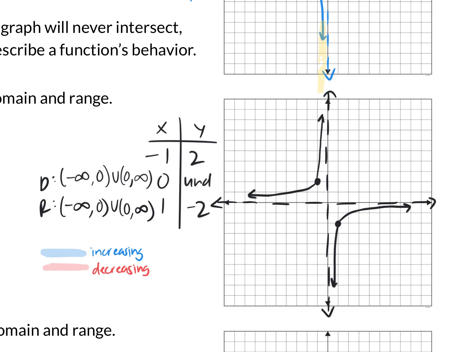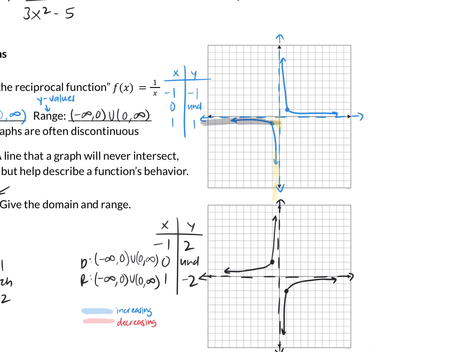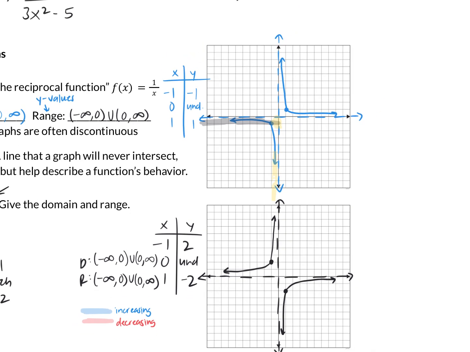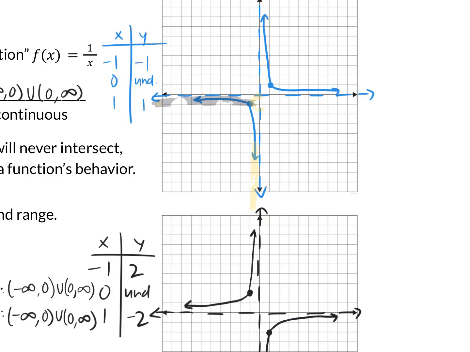All right, so let's go back here to the first picture of 1 over x and decide, is it an increasing or a decreasing function? As I look from left to right, what is happening with my y values here? They're decreasing, right? Okay, so yes, you are correct. This is decreasing. So decreasing is red. Not the gray there, okay?